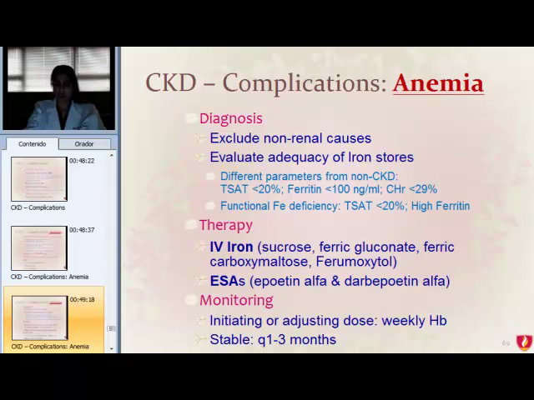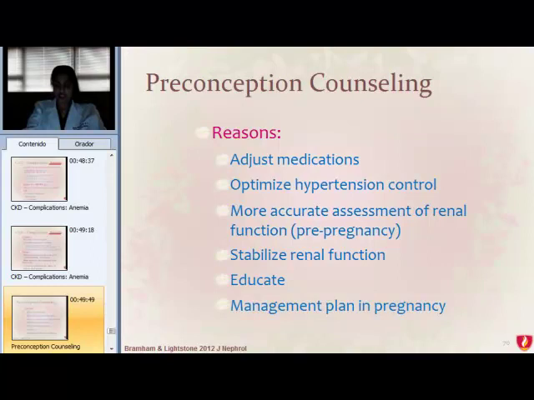But the mainstay of therapy is erythropoietin-stimulating agents like erythropoietin or darbepoietin. When you initiate this therapy, their hemoglobin should be monitored weekly to make sure you don't increase their hemoglobin above 11.